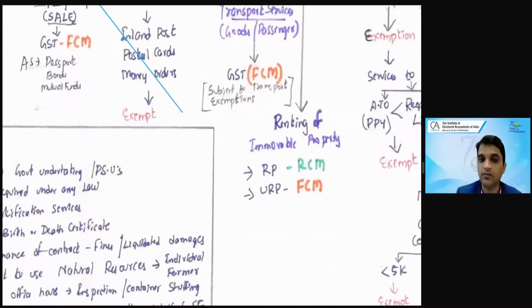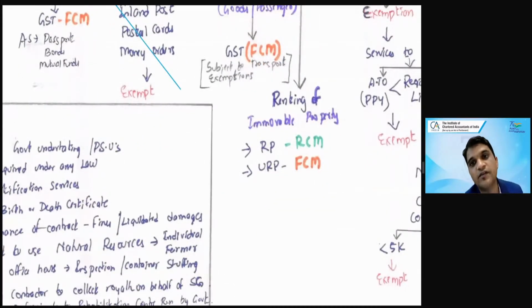Then renting of immovable property. If it is to a registered person, if I am registered and I'm taking a government shop on rent, then I will pay under reverse charge mechanism. But if it is to an unregistered person who is not registered under GST, then it will be under forward charge mechanism. Okay, this we had seen even under our RCM part, in the chapter on RCM. Under the chapter on levy, we had covered this.